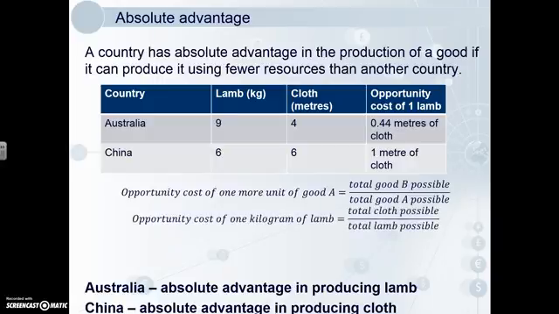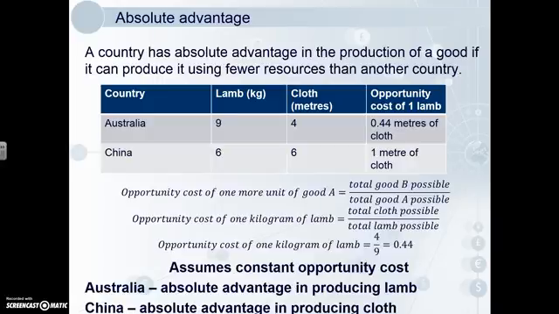Following that through, the opportunity cost of 1 kilo of lamb equals total cloth possible divided by total lamb possible, which equals, for Australia, 4 over 9, 0.44. We must remember here that this assumes constant opportunity cost. The PPCs will be straight lines rather than the bowed out curves that you'll remember that we mostly used. So I want you to stop here and plot these PPCs using straight lines on one PPC diagram, just to test if you remember how.